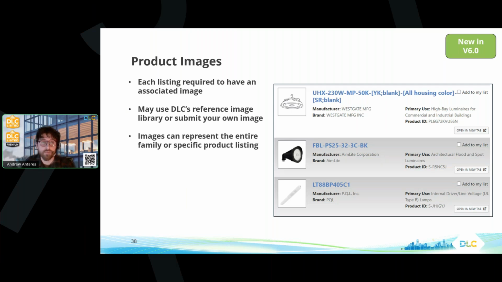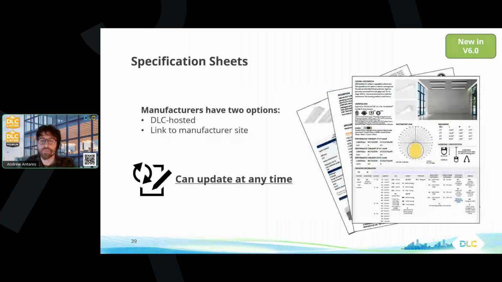And manufacturers may supply their own image at any time, and they may update those images outside of the application process. It's also an option to have one image represent an entire family instead of submitting different images for each listing. So we believe that these final requirements will limit the manufacturer burden while still improving the user experience of the QPL. We're also introducing specification sheets to the QPL in version 6.